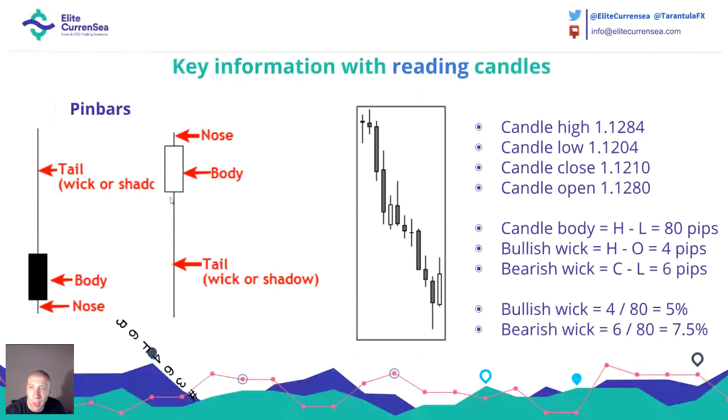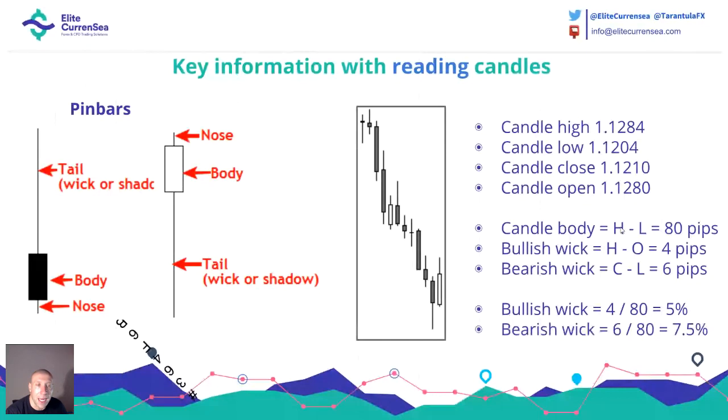Buyers are pushing the price to the upside or sellers are rejecting. So that is why price usually proceeds with momentum after those pin bars. Let's use this information. Let's say, just for example, candle high 1.1284, candle low 1204. Candle close 1210, candle open 1280.